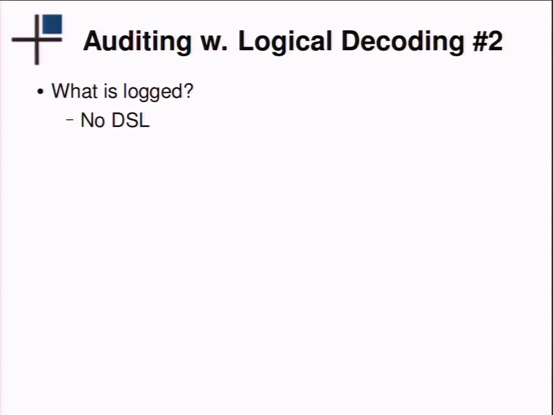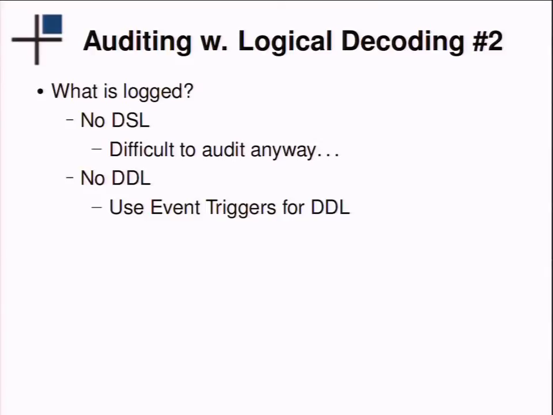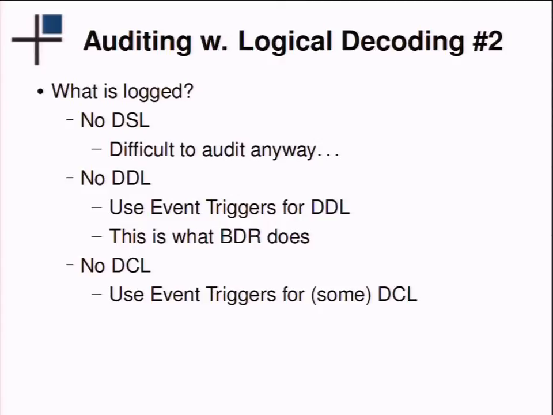What do we log? Not SQL. Well, it's difficult to audit SELECT anyway. How can you audit a SELECT? You cannot put some sort of alarm: you've seen this row. It's not possible at the moment. You cannot do DDL, but you can use event triggers. And that's actually the way the bidirectional replication works, by capturing these things with event triggers. You cannot do DCL either, and you can use event triggers as well, but only for some of them. Event triggers don't cover things like ALTER USER and so on, because they live outside of the database.